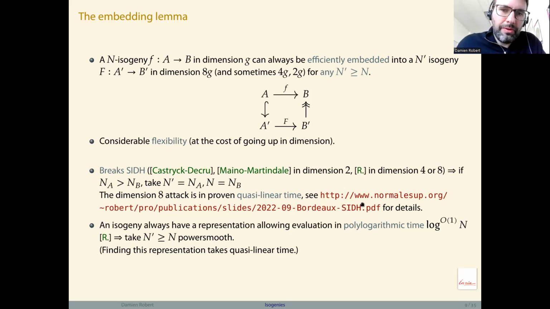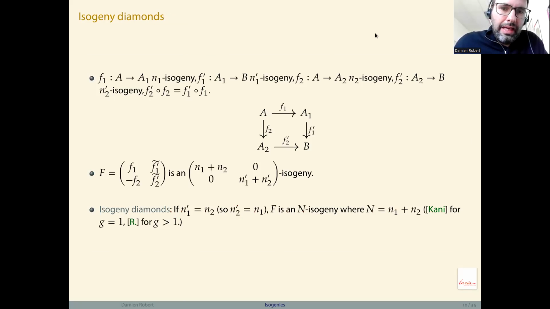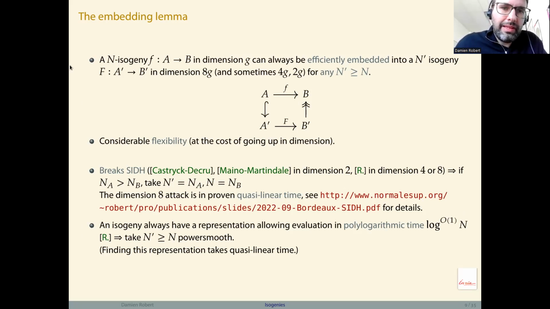Okay, so the conclusion of this embedding lemma is as follows. SIDH is dead. Hopefully we'll get other methods for supersingular key exchange. And so how does this lemma work?